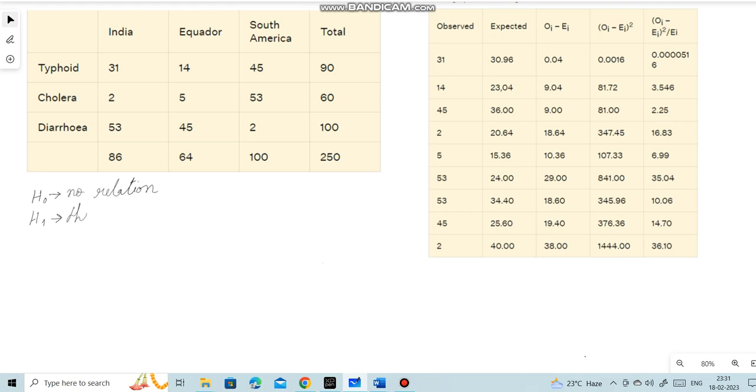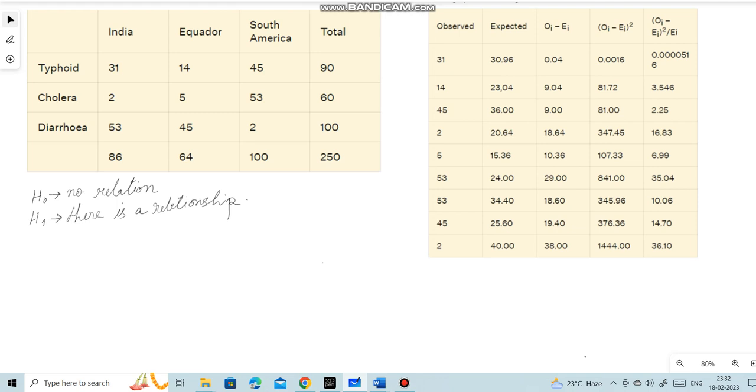that there is a relationship. So over here, by no relationship I mean that the diseases are not influenced or affected by the geographies. Okay, has no relationship with the geographies.